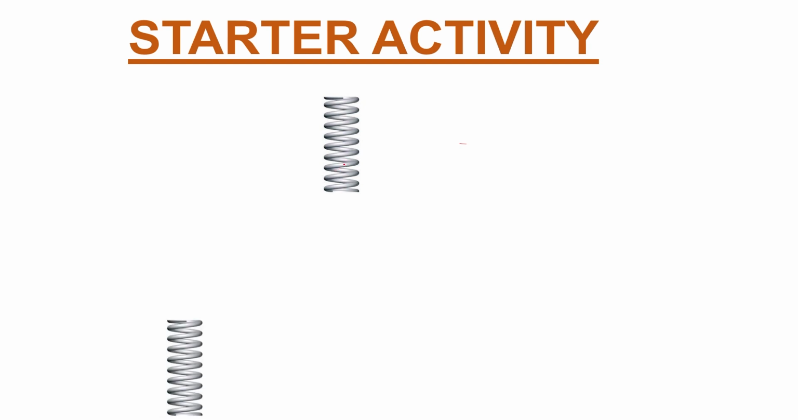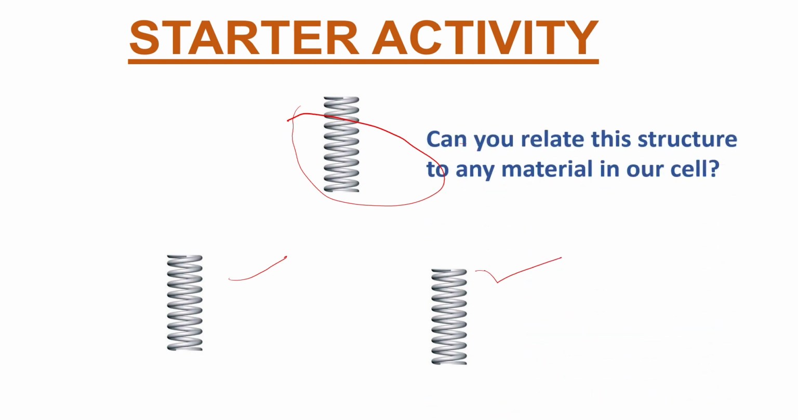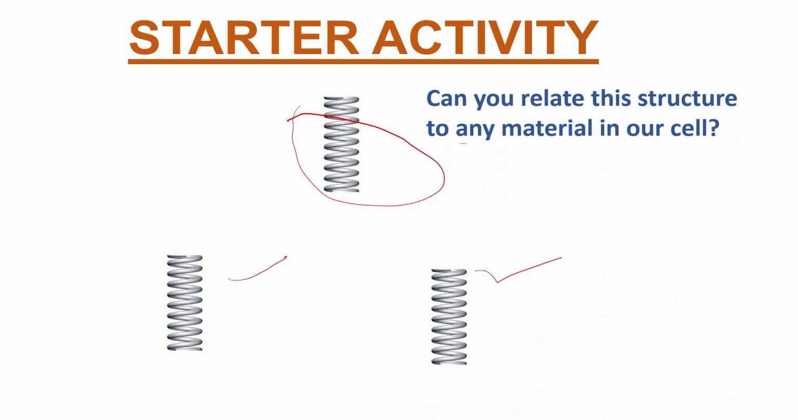So now what I'm going to do is, see now what difference you can see. Yes, you can see the multiple copies of the same spring over here. That means this spring has been copied to two different springs, is it? Yes. Now, can you relate the structure of the spring to any material in our cell?